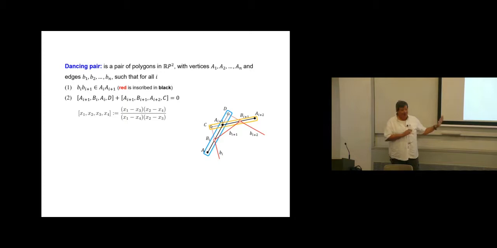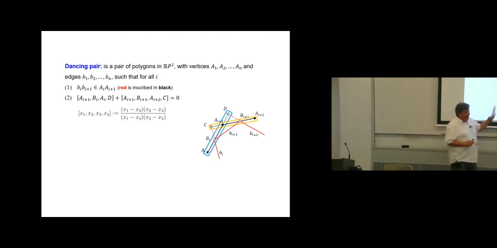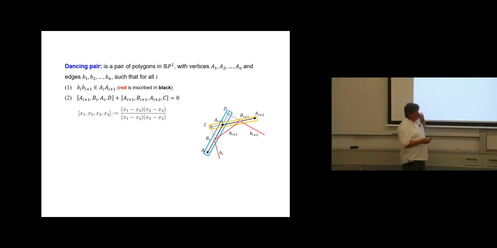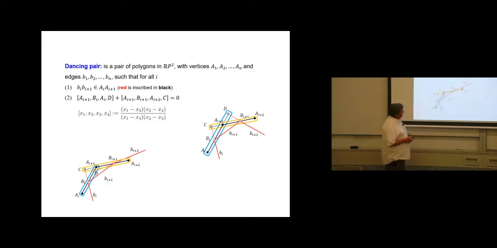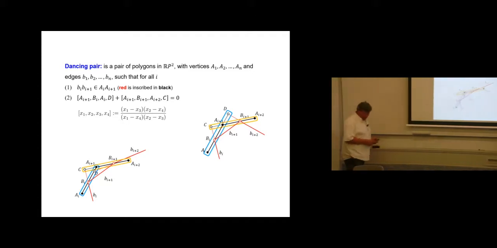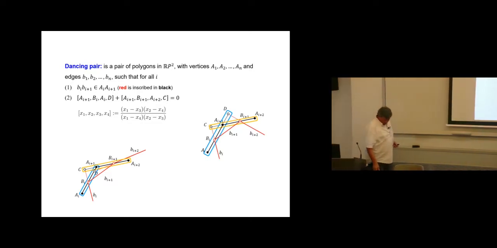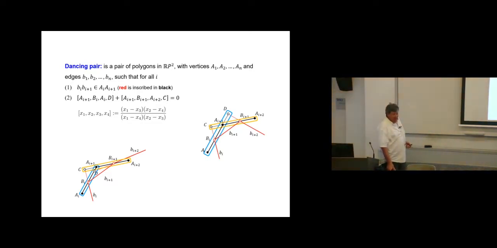So as drawn here, it's a good picture to remember the definition, but this picture cannot obey this equation. Here's the correct one. It's more messy, but this one does satisfy it. Okay, so that's a dancing pair of polygons.